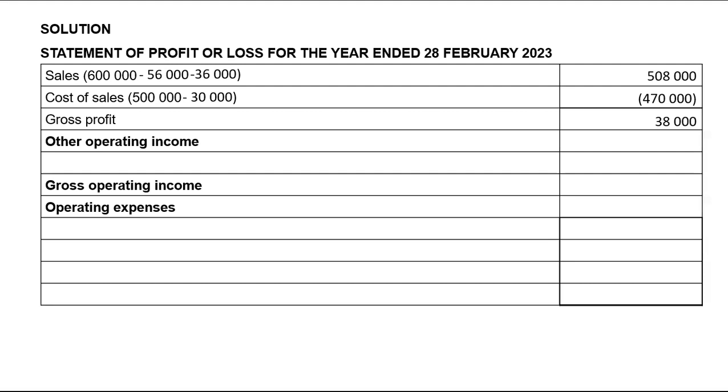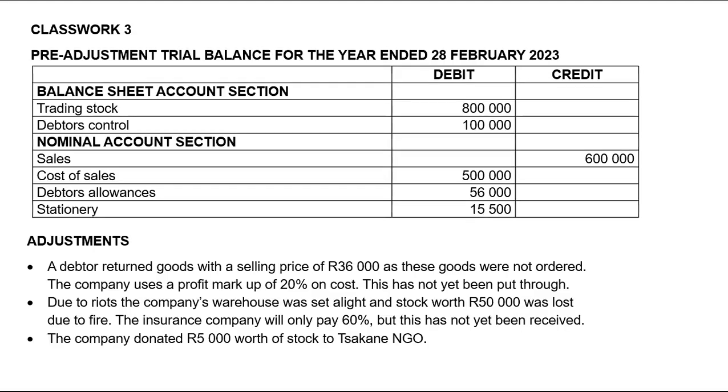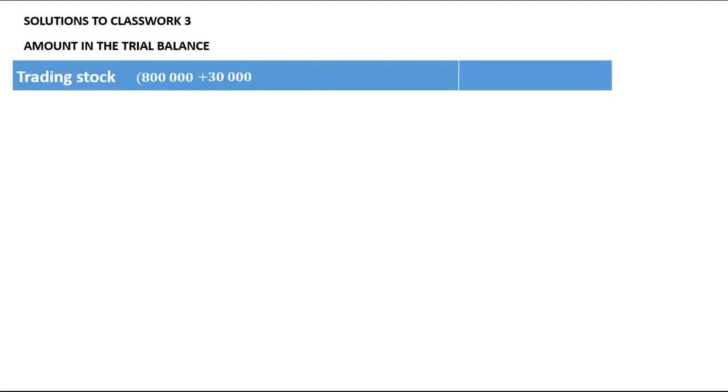All right. Let us check out the next adjustment. What does it say? It says that due to a riot, the company's warehouse was set alight and stock worth 50,000 was lost. Immediately when you see stock lost, guys, that 50,000 is gone. You go to your trading stock and subtract it. I'm going to go to my trading stock and subtract the whole 50,000. It's gone.